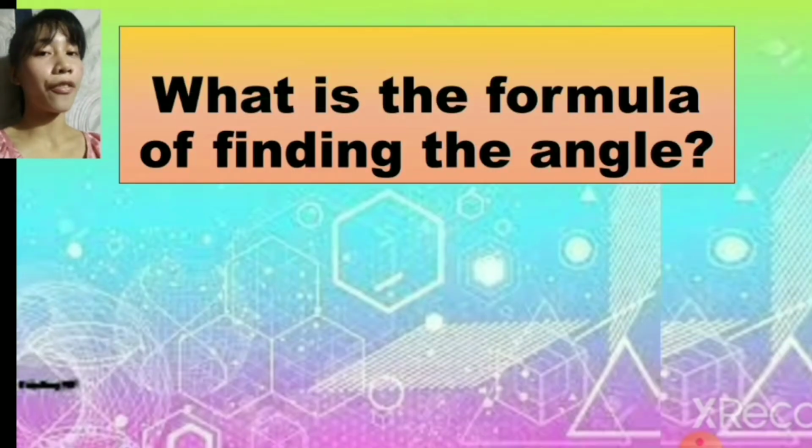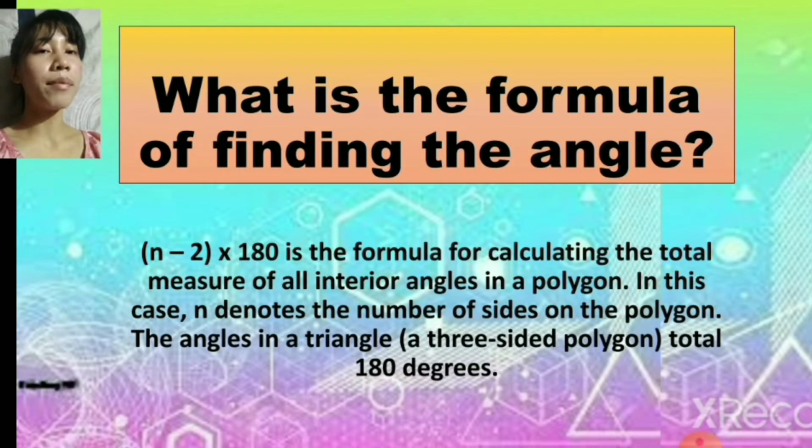So what is the formula for finding the angle? It is n minus 2 times 180, the formula for calculating the total measure of all interior angles in a polygon. In this case, n denotes the number of sides of the polygon. The angles in the triangle, a three-sided polygon, total 180 degrees. So always remember that all angles in an isosceles triangle add up to 180 degrees.